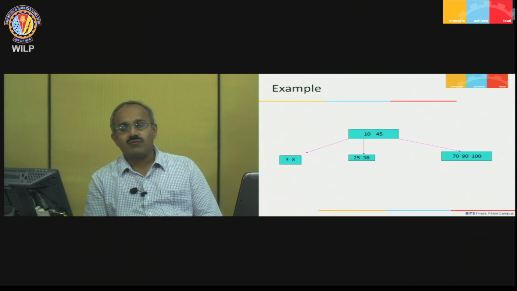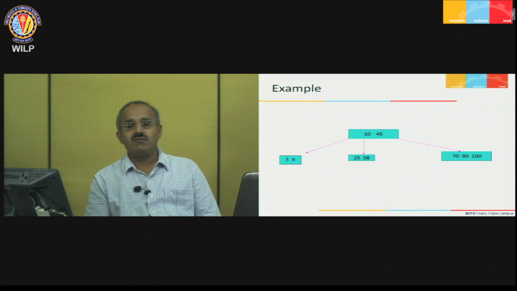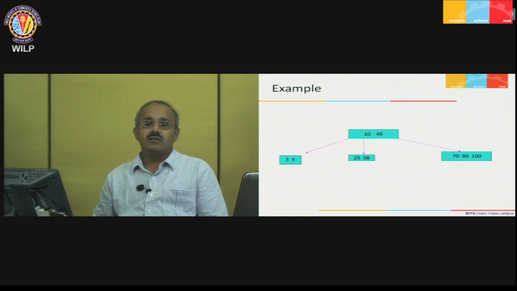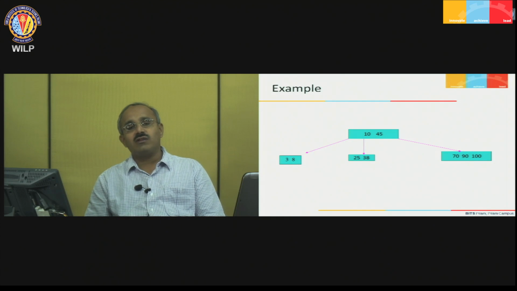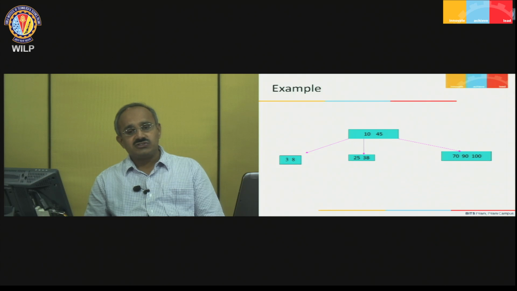So, this is an example of a 2-4 tree. At the root it is storing 2 keys, 10 and 45. So, it will have 3 children. We know that it has to again satisfy all the properties of multi-way search tree. So, the left child will have keys less than 10, the middle child will have all the keys between 10 and 45, and the last or rightmost child will have all keys bigger than 45.